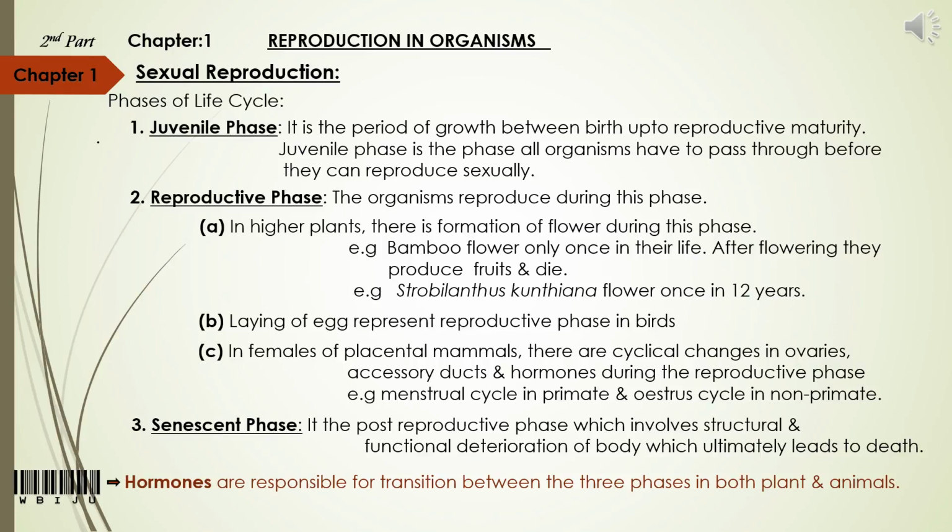So let's discuss these phases one by one. First come to juvenile phase. This phase actually is the period of growth so that the organism attains maturity to perform sexual reproduction.